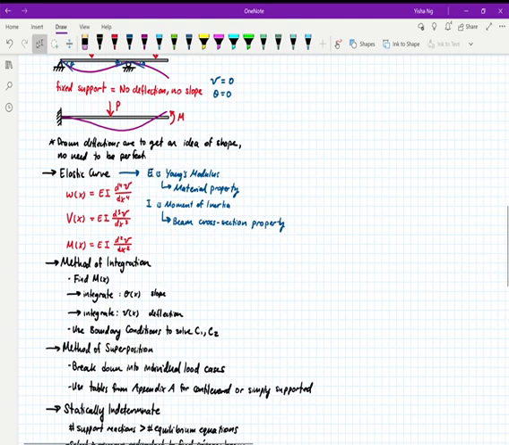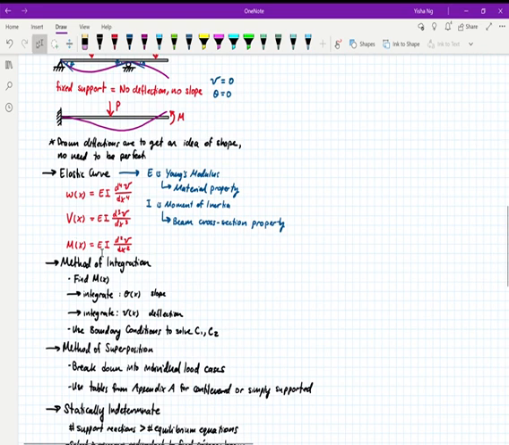For the elastic curve, E and I are both properties. E is Young's modulus, a material property. So if your whole beam is the same material, E is constant. I is the moment of inertia, which is based on the beam cross section. So if your beam is all one uniform cross section, your I is also constant. This is helpful because sometimes we can cross out E and I, cancel them out, because they are constants.